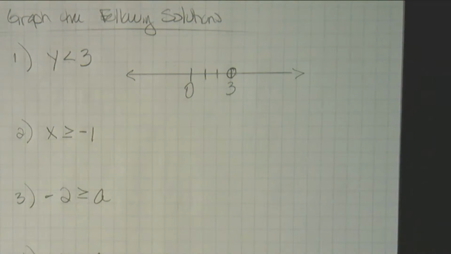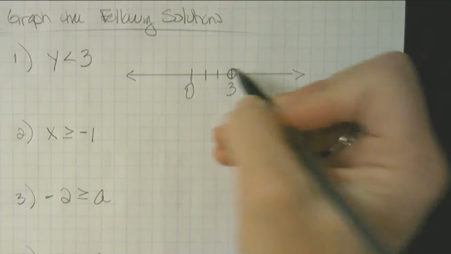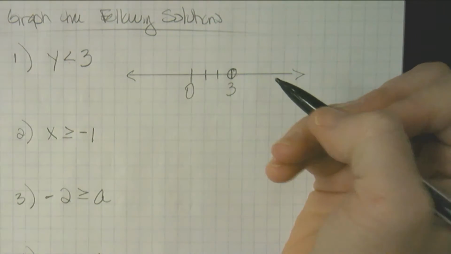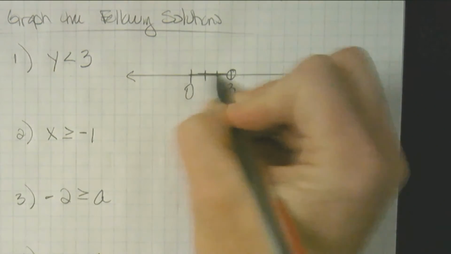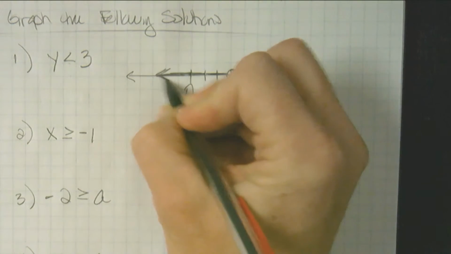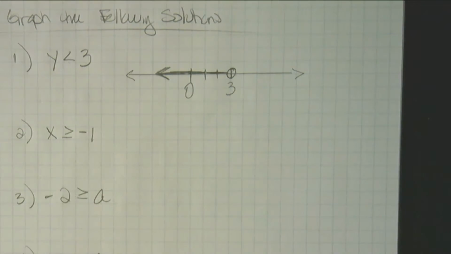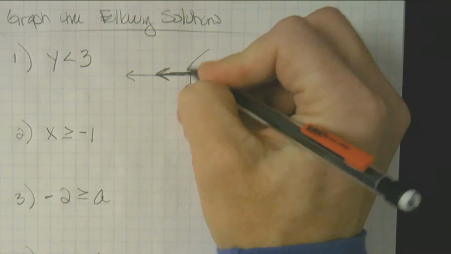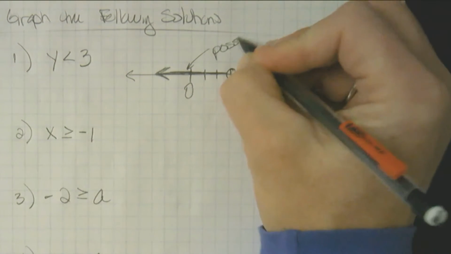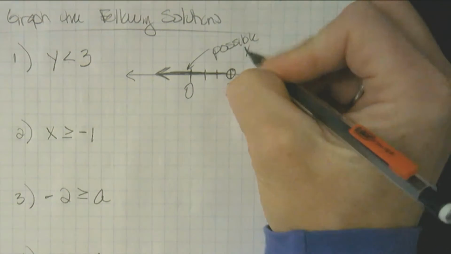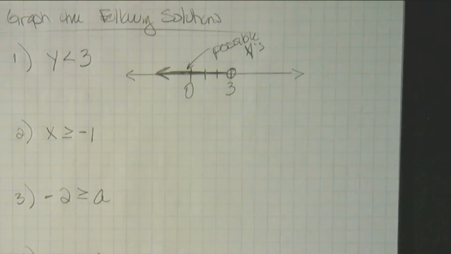What are all my possible values for my variables? If this says y is less than 3, what are all the possible values for my variables? Kira? More than 3 or less than 3? Anything less than 3. So I'm just going to shade all the values on my number line less than 3. So these are all my possible y's. That is the shading.